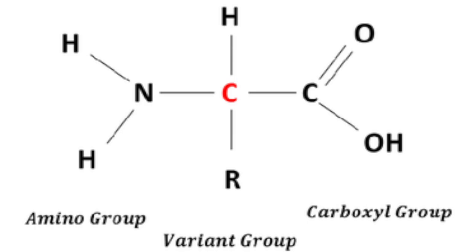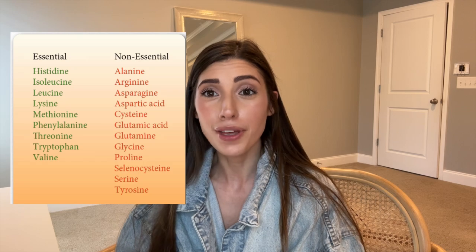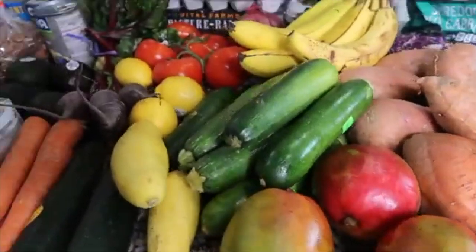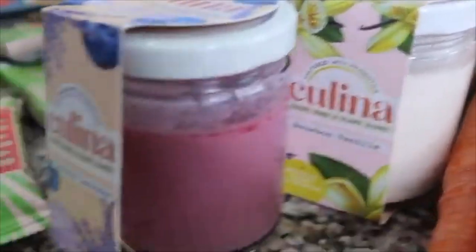So an amino acid is made up of amines and carboxylic acid. There are 20 amino acids total, so 9 of them are essential amino acids and 11 of them are non-essential amino acids. What makes them essential is that the body cannot produce them, so you have to find them in food, and non-essential just means that the body can produce them and you do not need to find them in food. So like I mentioned, there's 20 of them.